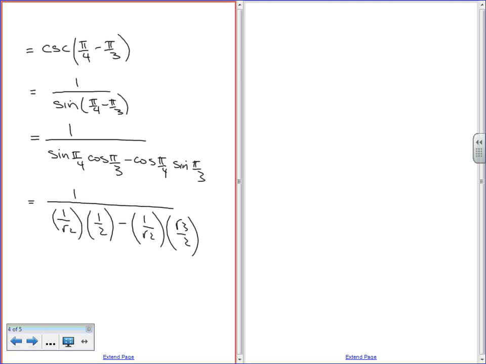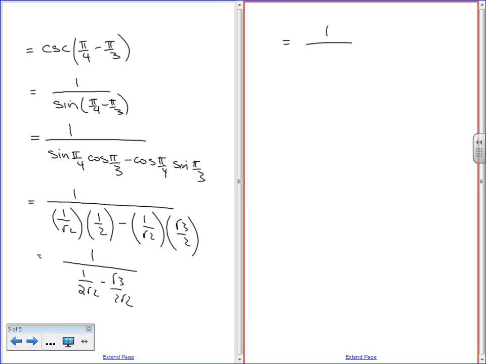Okay, so now I'm going to combine the two fractions on the bottom. So I get 1 over 2 root 2, subtract root 3 over 2 root 2. Combining the fractions in the bottom into a single fraction, I get 1 minus root 3 over 2 root 2.